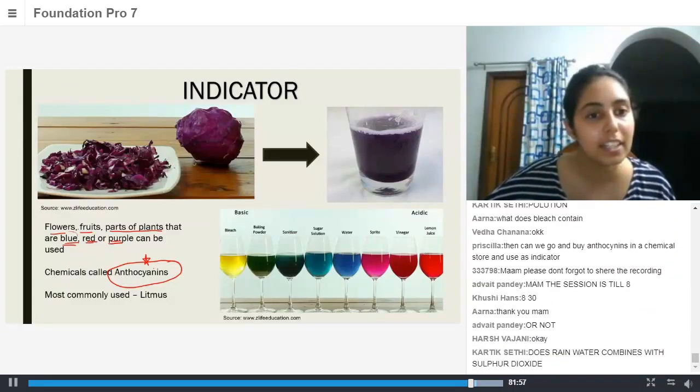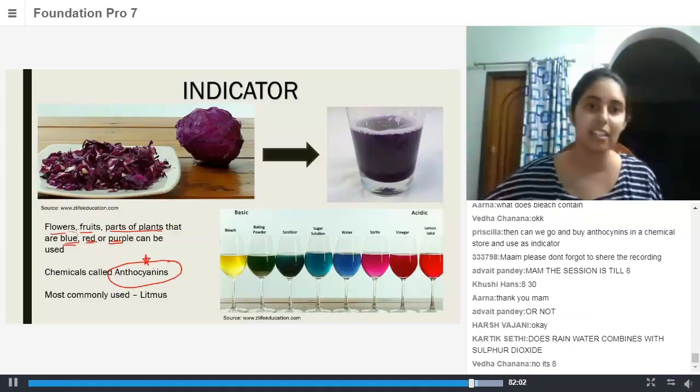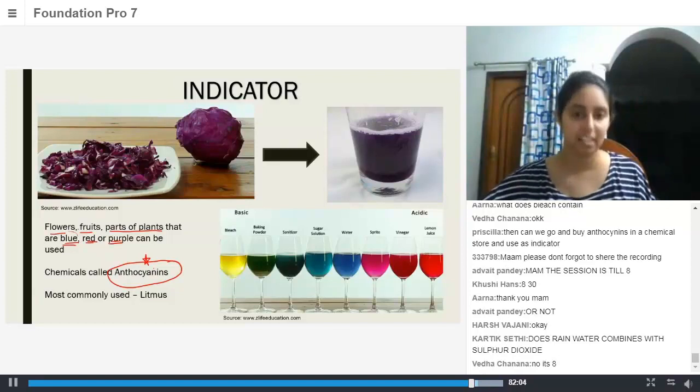Excuse me, if we want to get another color instead of red, blue, and purple, what should we use?